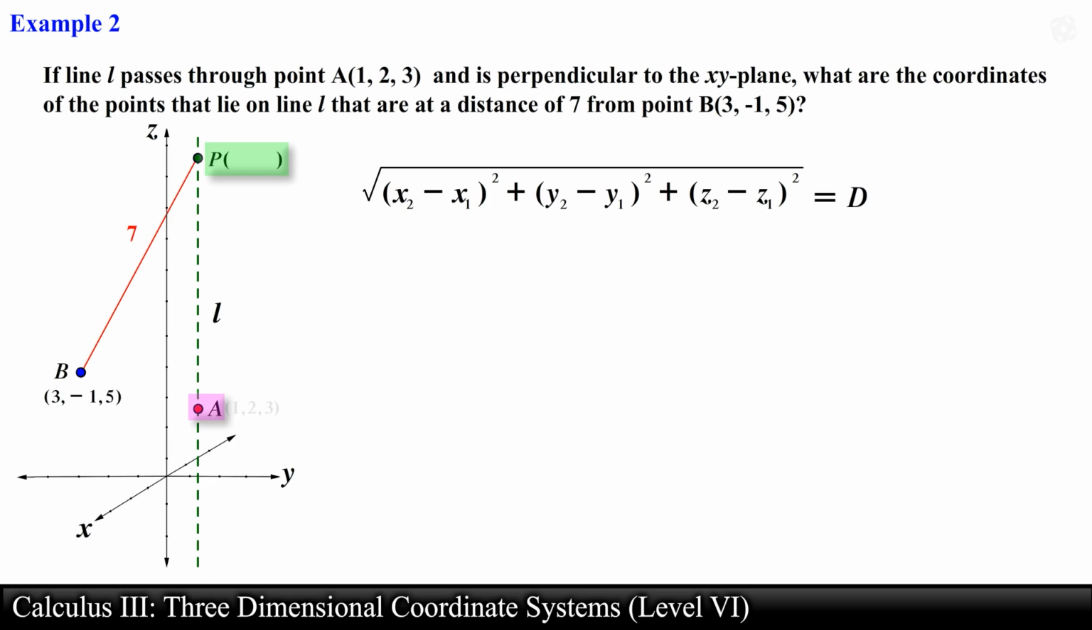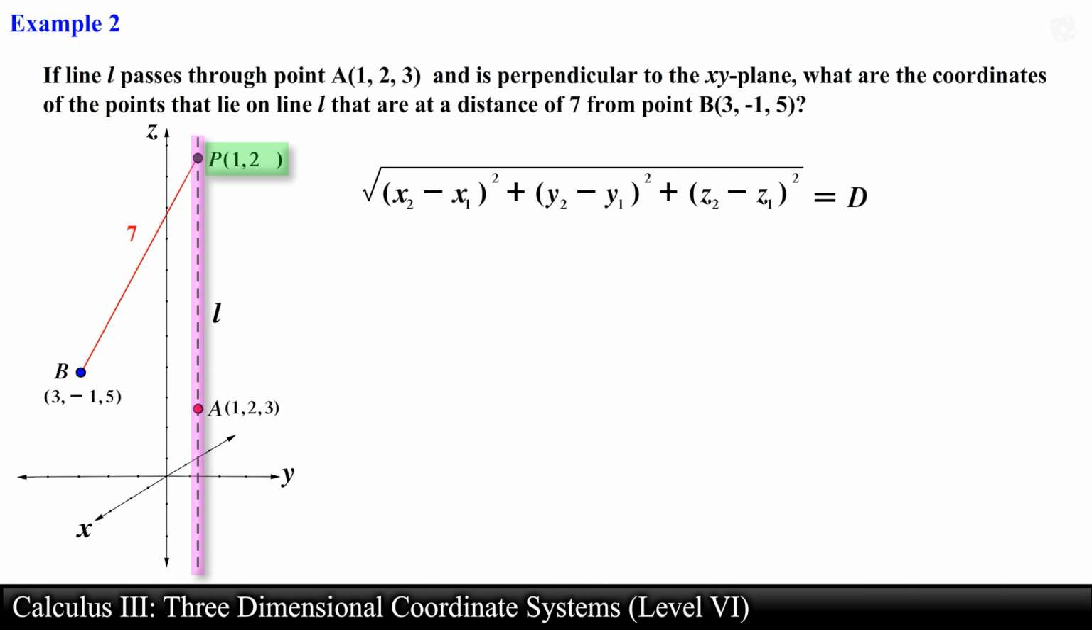We know that line L passes through the point 1, 2, 3, and that it's also perpendicular to the xy plane. This means that any point on this line will have its x and y coordinates fixed. They will not change. So every point that lies on this line will be guaranteed to have an x coordinate of 1 and a y coordinate of 2. So point P should have 1 and 2 as its x coordinate and y coordinate respectively.